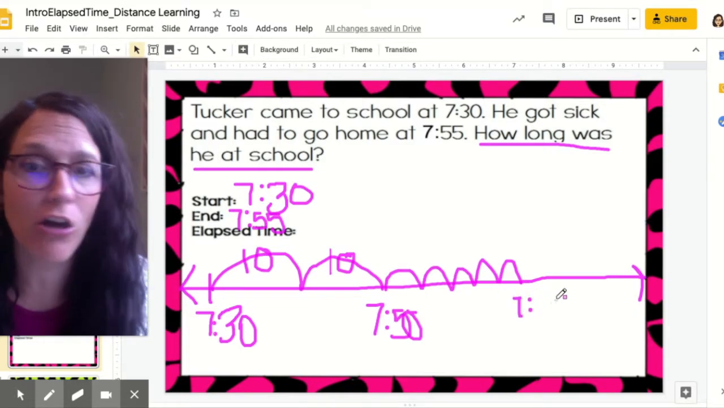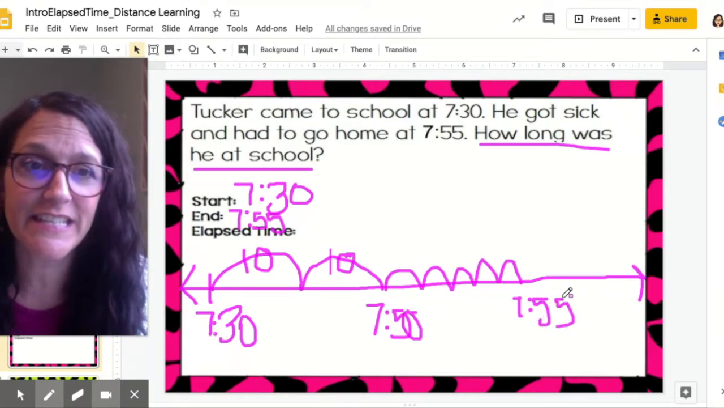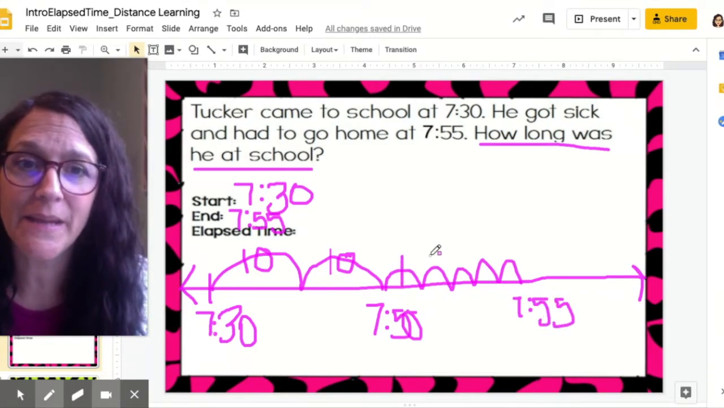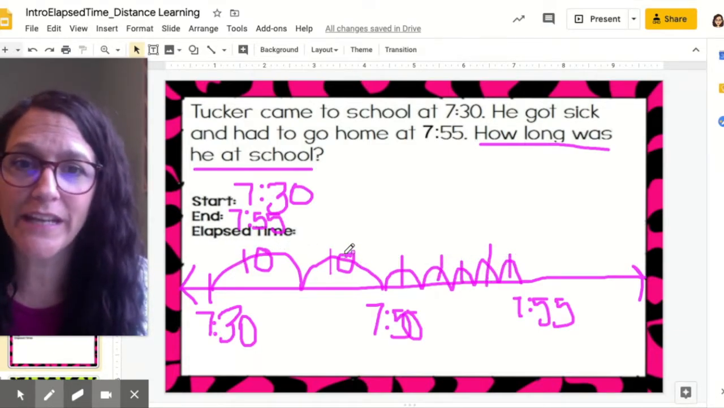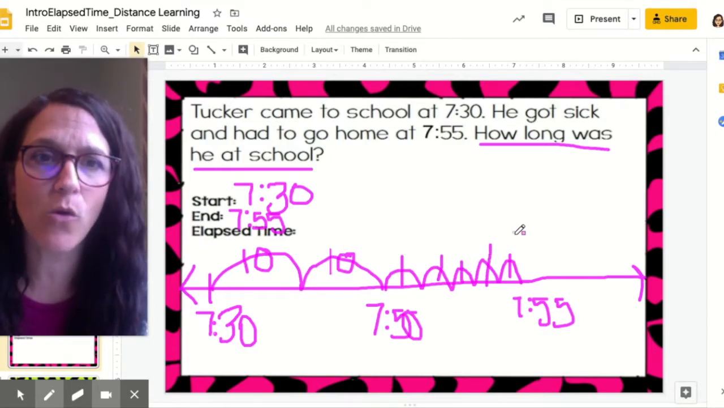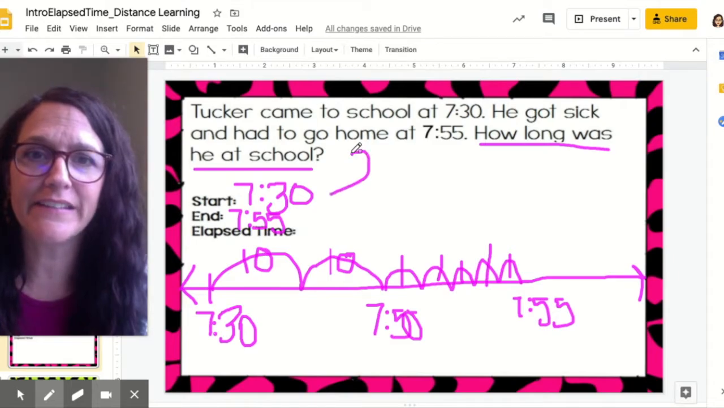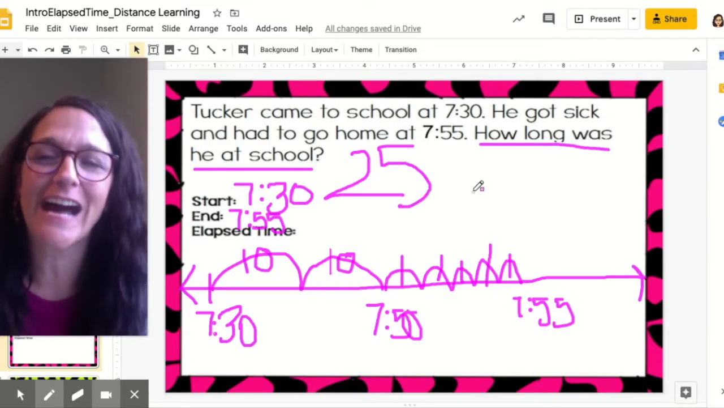Now, all I need to do is count these jumps to see how many minutes Tucker was at school. 10, 20, 21, 22, 23, 24, 25. The elapsed time was 25. Tucker was at school for 25 minutes.